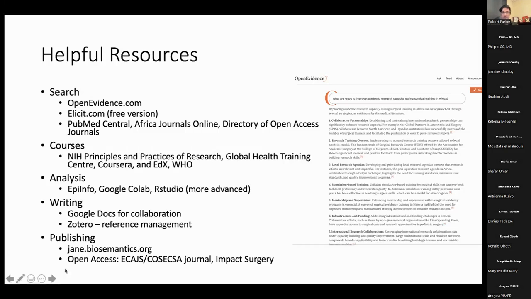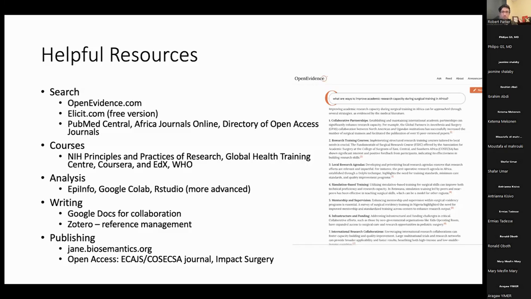So some analysis tools: EpiInfo, Google Colab, RStudio. These are free statistical software packages. If you're struggling with statistics, recognize that research happens on a team. You might need to expand your team. And so many of the projects that we do, in order for them to be feasible, don't require advanced statistical techniques. For writing, Google Docs is a great way to collaborate. Zotero, when you're trying to manage all the references, is a free reference management system.